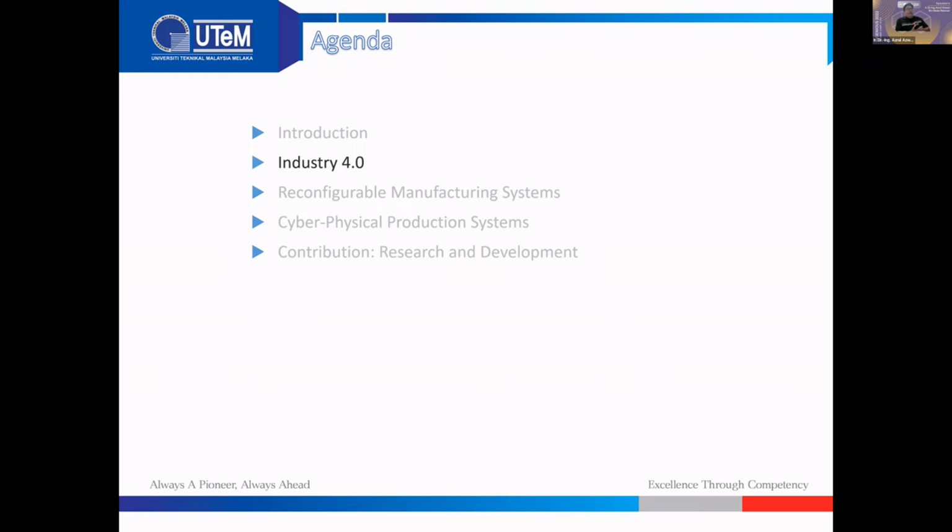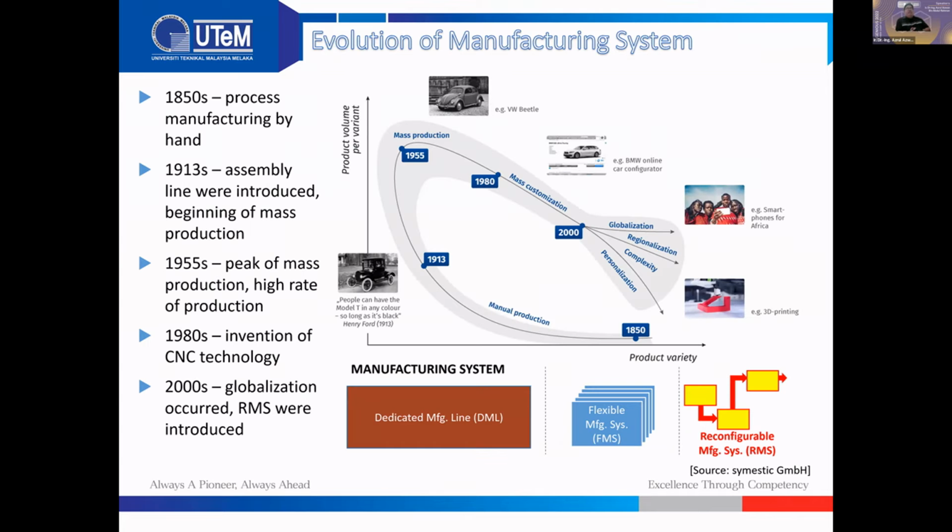In order to take a look at Industry 4.0, let's move toward the evolution of manufacturing system. Looking at the start of manufacturing from 1850 to 1913, the manufacturing systems were mainly focused on manual production. So people were tailored based on the order, then they produced personalized products. After that, in 1955, it's the peak of mass production with a high rate of production. Then in the 1980s, some customization was allowed, so manufacturing systems were able to do mass customization production.